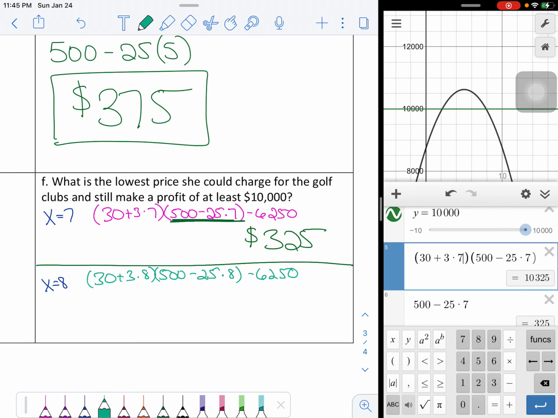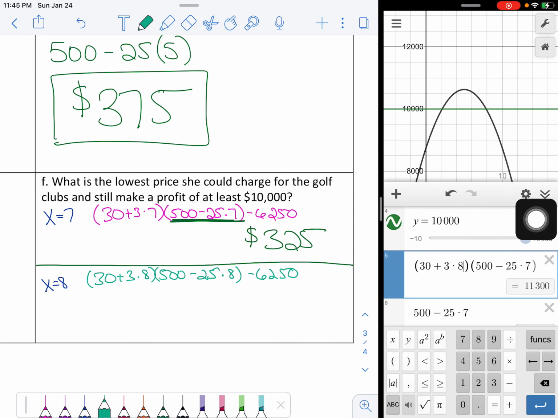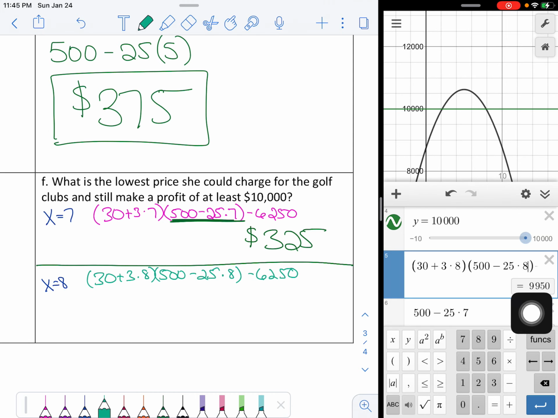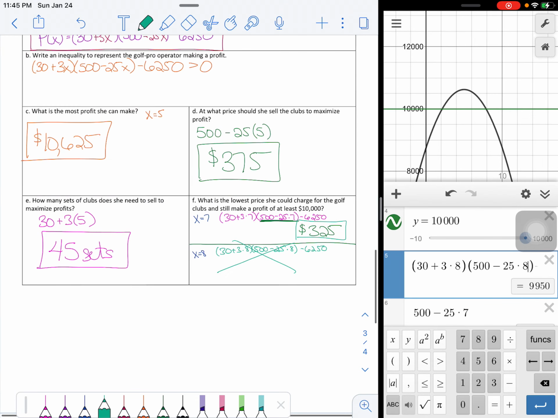I'm actually going to go back to a prior where I had put this in for 7. I'll just delete the 7 and make it an 8. So make that an 8 and make that an 8. And yeah, we have a profit of less than 10,000, so that's not going to work. So the answer is $325 is the lowest price she can charge and still make a profit of at least $10,000.